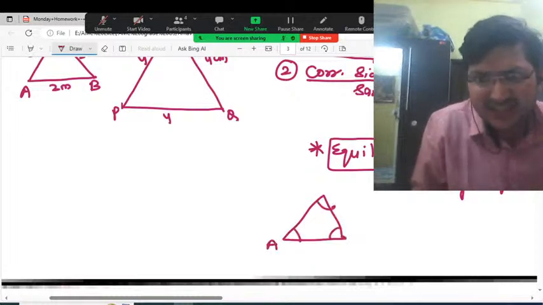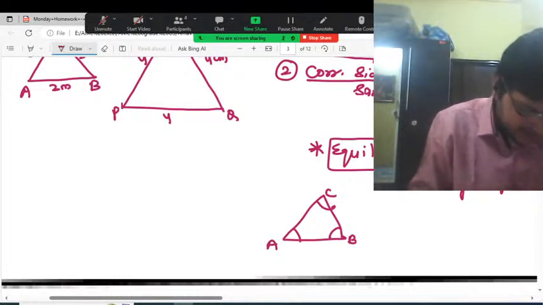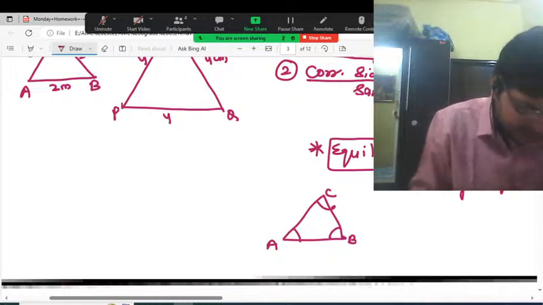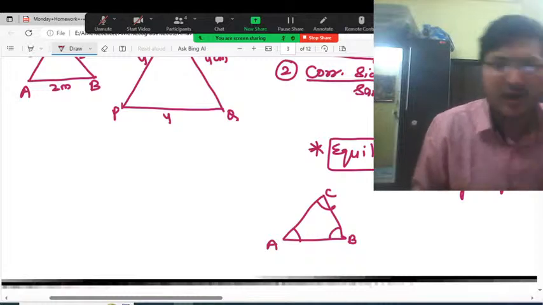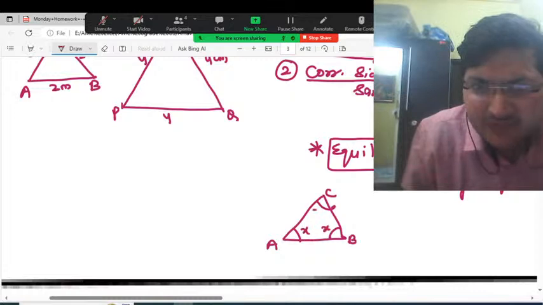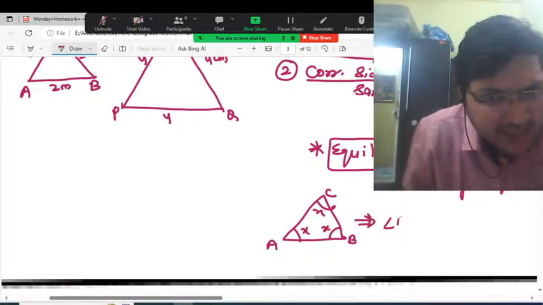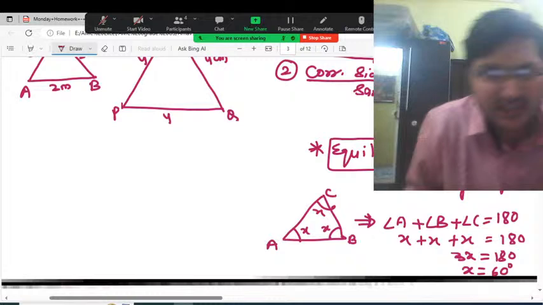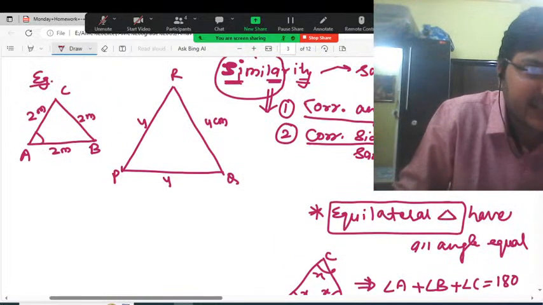Now the condition is very simple. In an equilateral triangle we have all angles equal. Let's say they all are x, then as per the angle sum property they must add up to 180. Do you agree with this? That means thrice x must be equal to 180. That means x should be equal to 60. And that is why these angles are always 60.